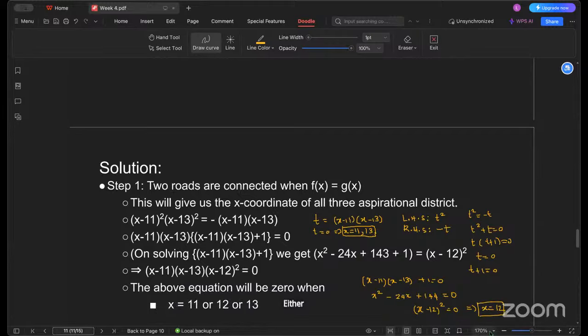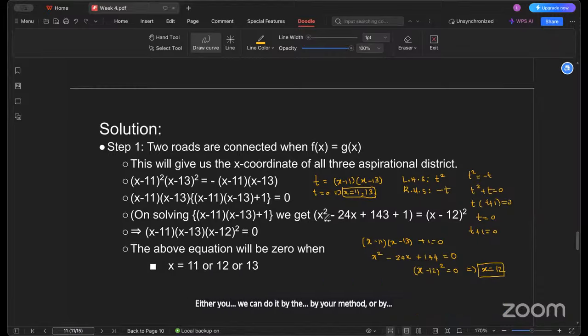Either you can do it by this method or use the long division method also. You can use either this method or any of your own method. Finally, if your technique is correct, the answer should be the same.